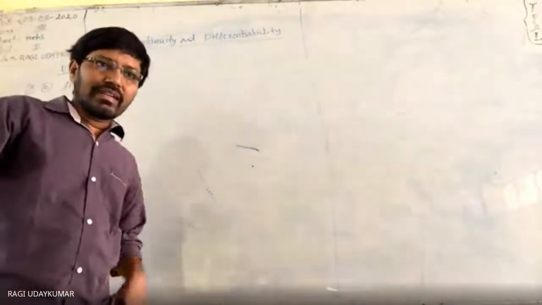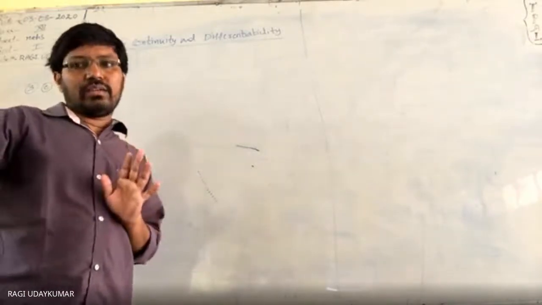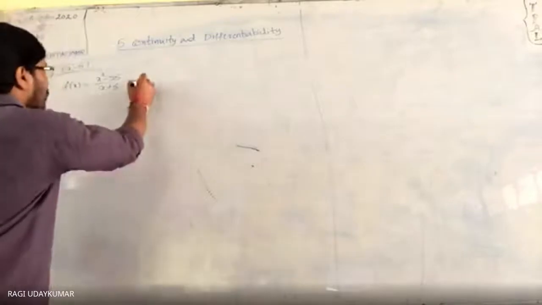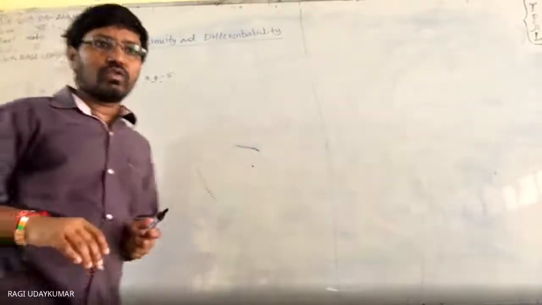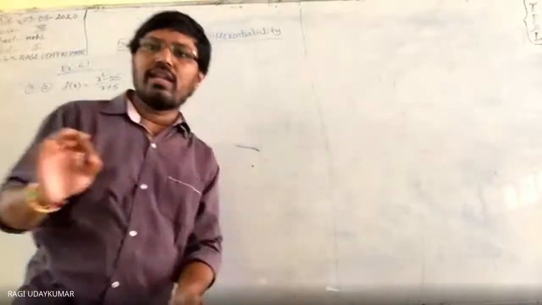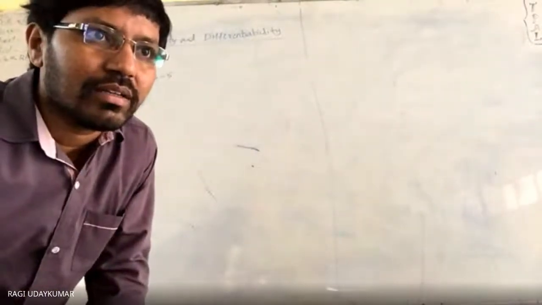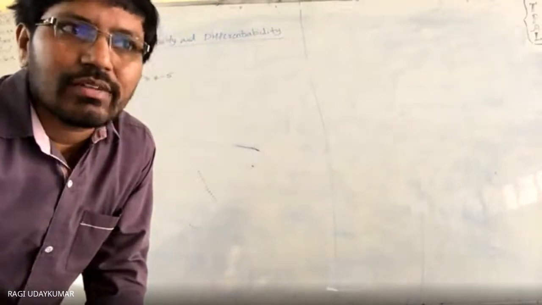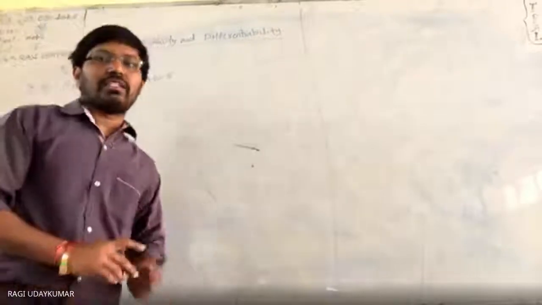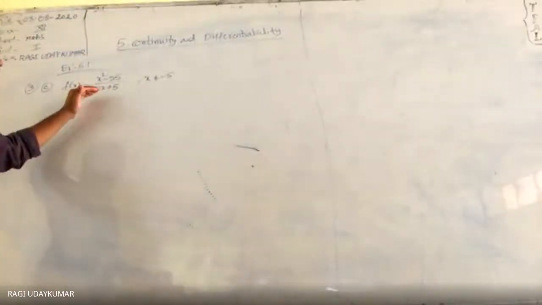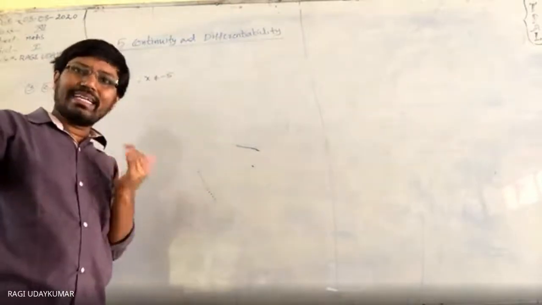Whether this function is continuous or not, you need to see. And here the question says that x is not equal to minus 5. x is not equal to minus 5, so x values other than minus 5. It is given in the question, x is not equal to minus 5, because this function is not defined at x equal to minus 5. If you are taking x equal to minus 5, then it is not defined.